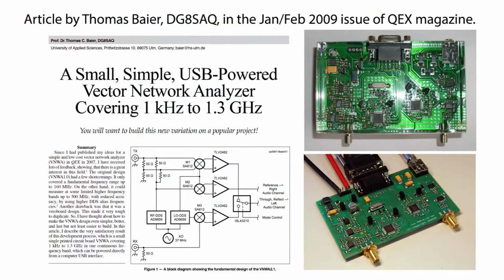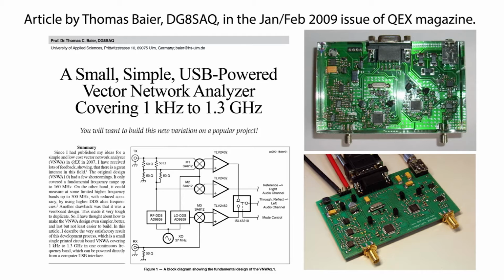Fortunately, there is a less expensive alternative that may be of interest to the amateur community. In 2007, Professor Thomas Baier, DG8SAQ, published his first article in the March-April edition of the ARRL QEX magazine, in which he described his experiments with 2 direct digital synthesizer chips, a standing wave bridge, and 3 mixers to shift the RF down to the audio range where a PC and sound card could handle the analysis.